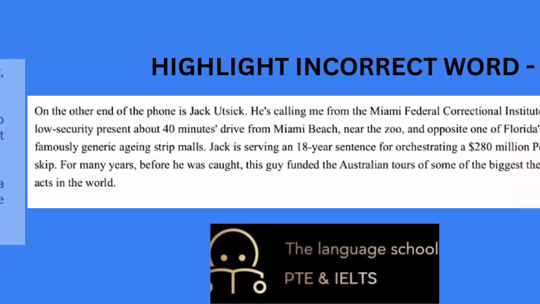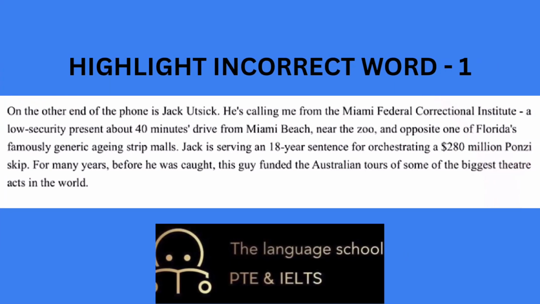The end of the phone is Jack Utzik. He's calling me from the Miami Federal Correctional Institute, a low-security prison about 40 minutes drive from Miami Beach, near the zoo and opposite one of Florida's famously generic aging street malls. Jack is serving an 18-year sentence for orchestrating a $280 million Ponzi scheme. For many years, before he was caught, this guy funded the Australian tours of some of the biggest music acts in the world.